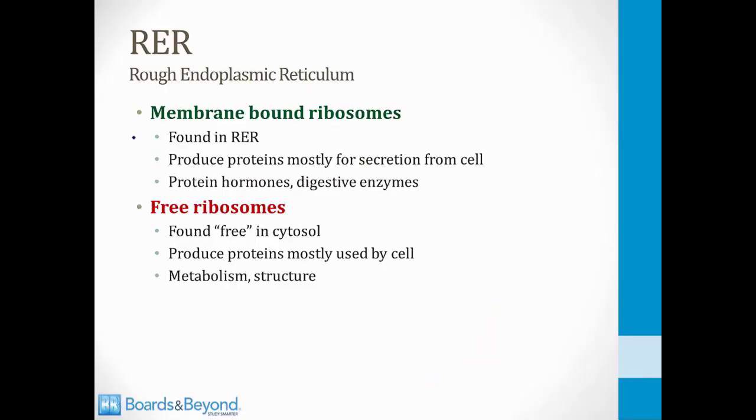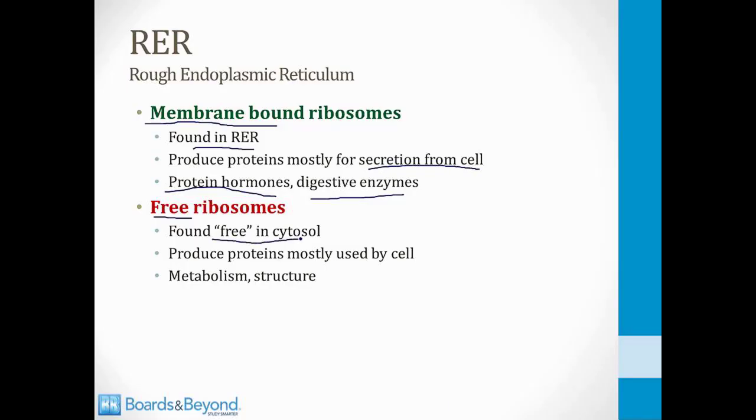You can divide the ribosomes inside a cell into those that are membrane-bound and those that are free. The membrane-bound ribosomes are found in the rough endoplasmic reticulum, and they produce proteins mostly for secretion from the cell. So things like protein hormones and digestive enzymes and other proteins that are going to exit the cell and serve a purpose extracellularly. The free ribosomes are found free in the cytosol.